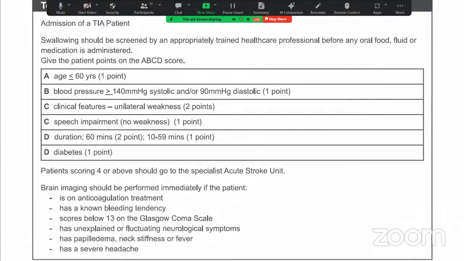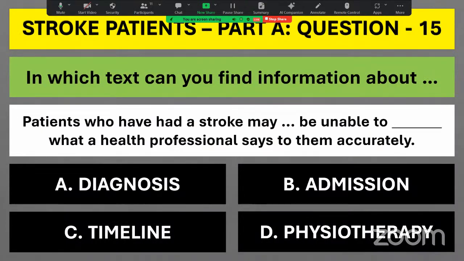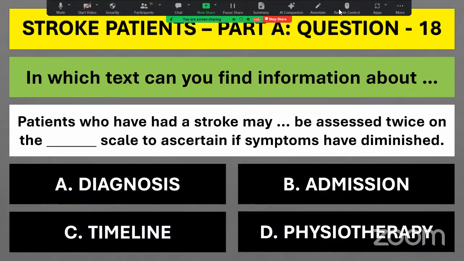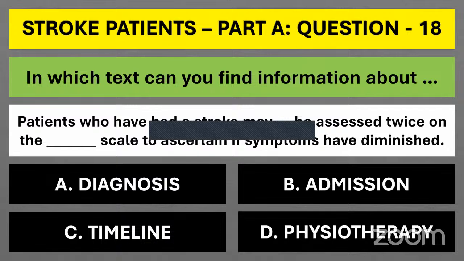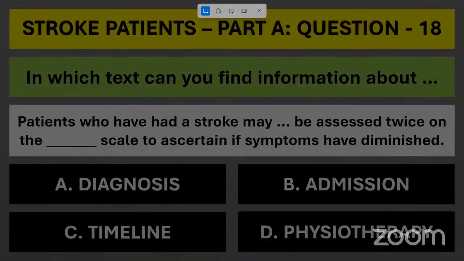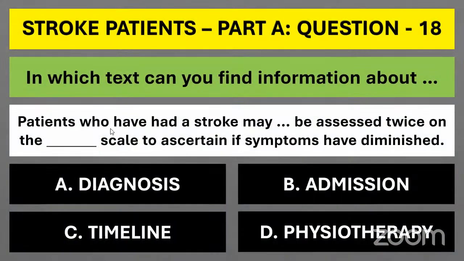Next, question number 18. I'm rushing forward. Now you understood very clearly. Question number 18: Patients who have had a stroke may be assessed twice on the DASH scale to ascertain if symptoms have diminished.